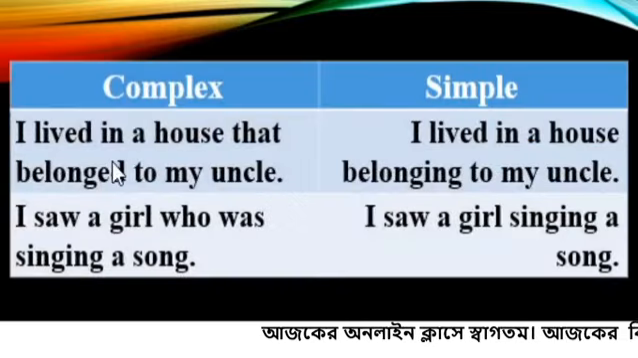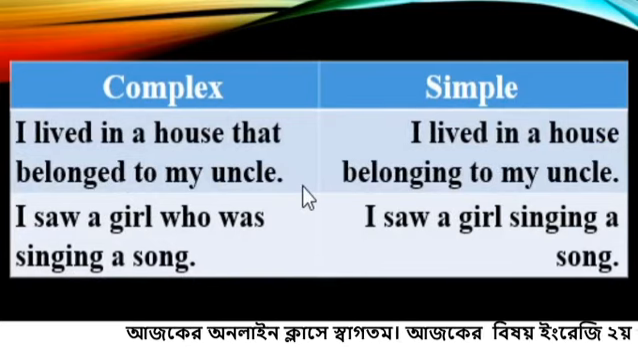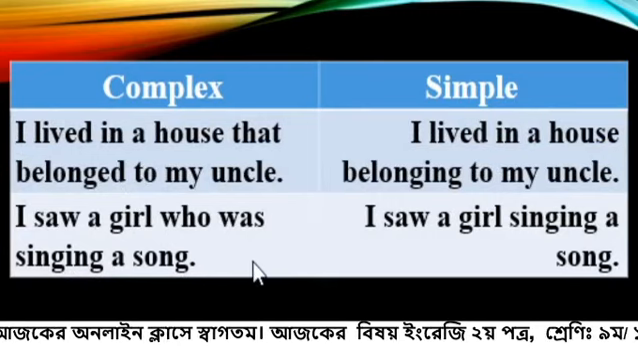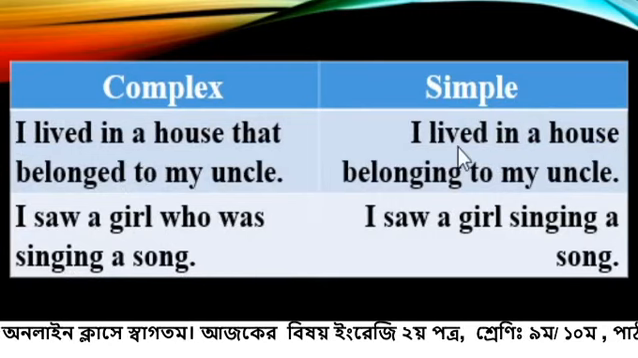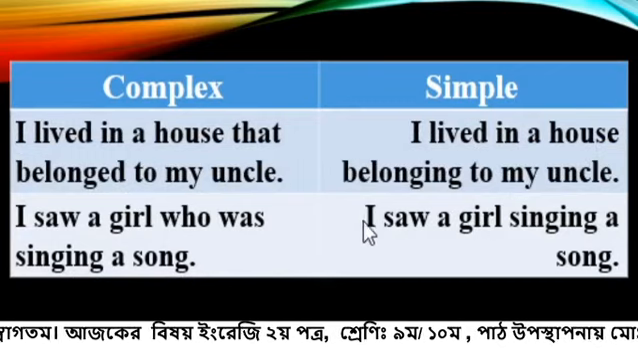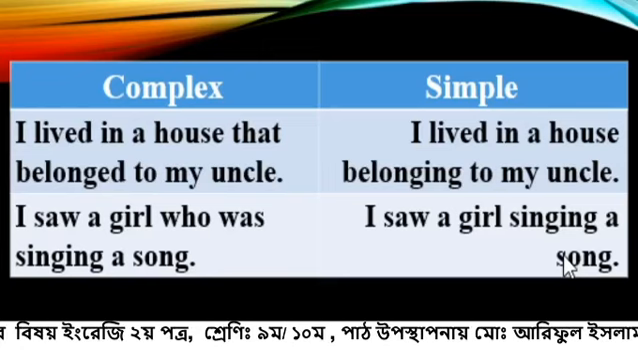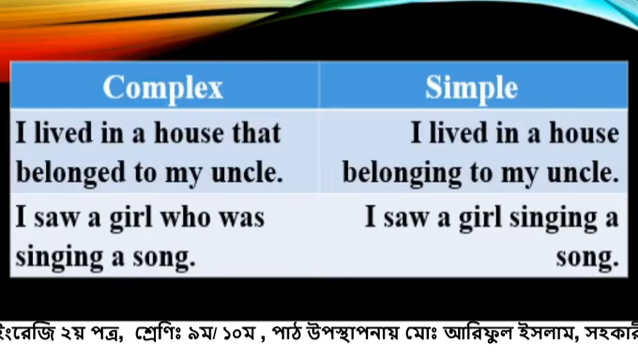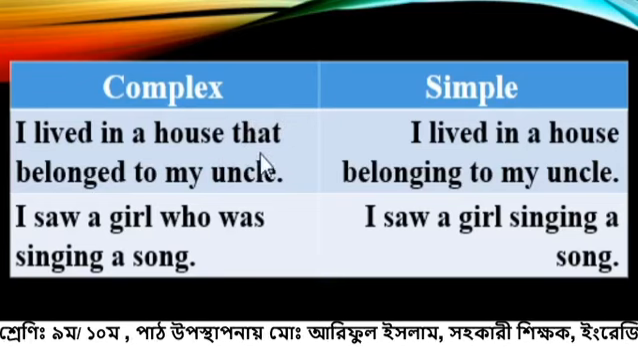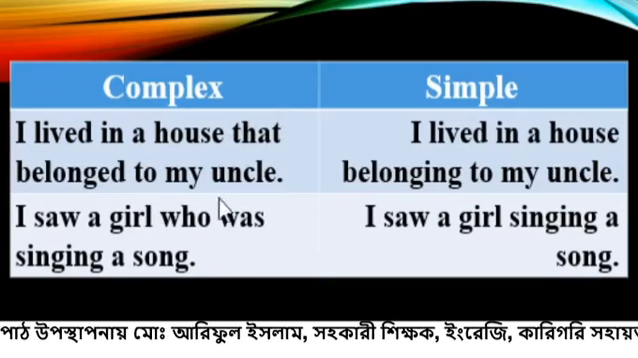I live in a house that belonged to my uncle. I saw a girl who was singing a song. In the simple sentence: I lived in a house belonging to my uncle. In example B: I saw a girl singing a song. Here we see that a relative pronoun is used. Relative pronoun. So what is the rule?